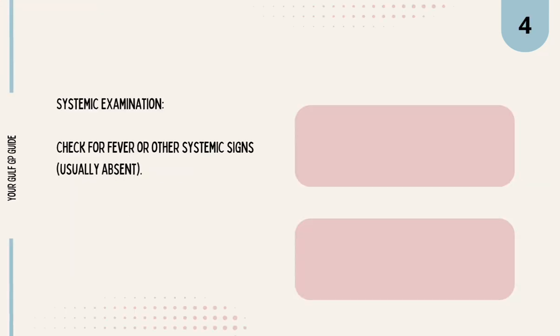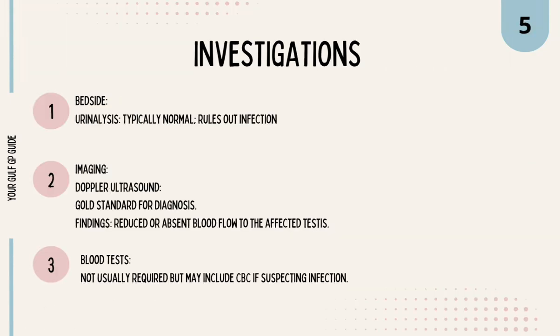Okay, next thing is the systemic examination. While you do the systemic examination, you check for fever or any other symptoms and signs. Usually it will be absent in case of testicular torsion, while in case of infection there will be symptoms like fever and chills, because this patient is having an infection. Okay, next is investigation. You can do a urine analysis at the bedside. It will be normal in case of torsion, and there will be pus cells in case of an infection. So to rule out infection, you can do the urine analysis.